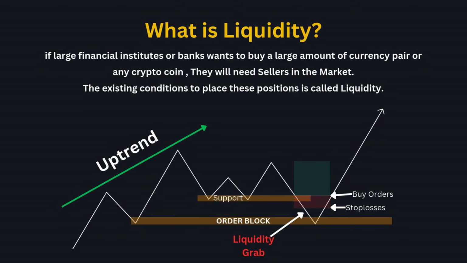Now look at this example, as we are in an uptrend. And if banks or institutes want to buy this asset, they will need many sellers. But the market overall trend is bullish and everyone will try to buy here. And somehow if price makes this type of support or double bottom, and then breaks the neckline to the upside, many traders will set their pending buy orders on this support level, and then banks will take advantage of this. They will hunt their stop losses and buy the asset at low price.